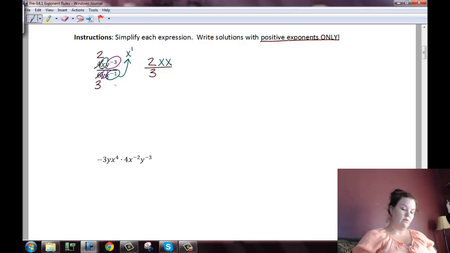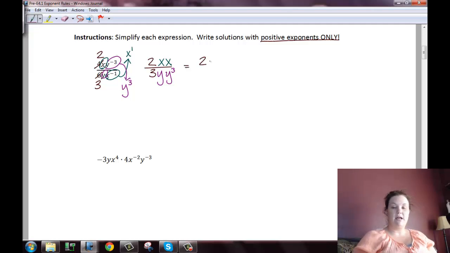So I'm instead going to move the top y down. If I move it down, that would give me y to the +3. So now I have the y that was already in the denominator, and now the y to the +3 that I got from moving the numerator y down. And now I can just go ahead and combine these.